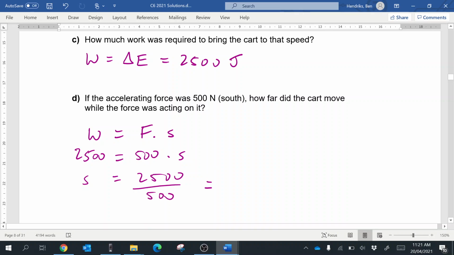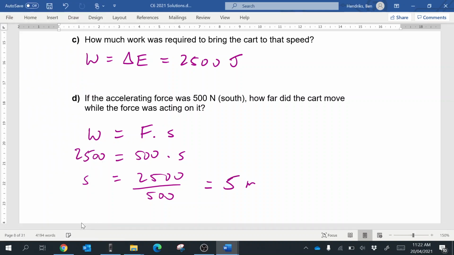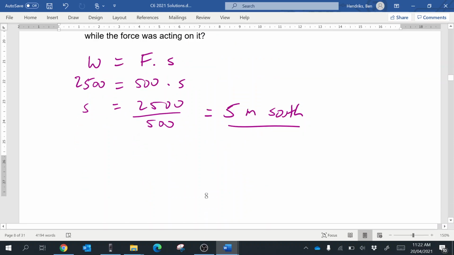Sorry if my S's and 5's look similar. So 2,500 divided by 500, you probably do that in your heads maybe, but 2,500 divided by 500 is equal to 5. Okay, so it travelled 5 meters, and that was south. So because S is displacement, we do need the direction in there, so 5 meters south. Okay, very good.